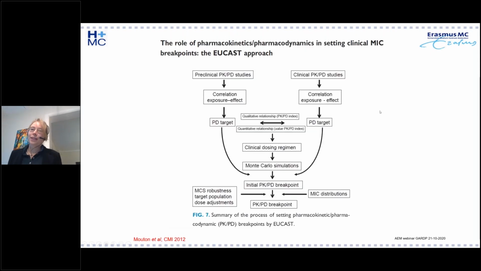Okay, there he is. Well, this is an overview from all aspects that are involved in breakpoint setting. And as you can see, there are many aspects involved. As John talked about a few of them already, there is a preclinical part of it and there's a clinical part. But in both parts, it's very important to determine the exposure-effect relationship, and with that, the target that we're aiming at. And there are also some other aspects, and I put it in the next slide in a more colorful and easy way to talk about it.